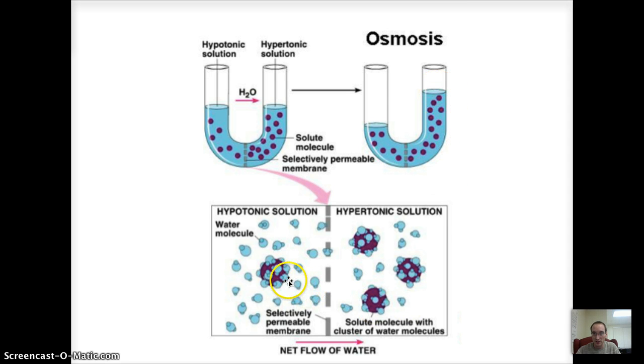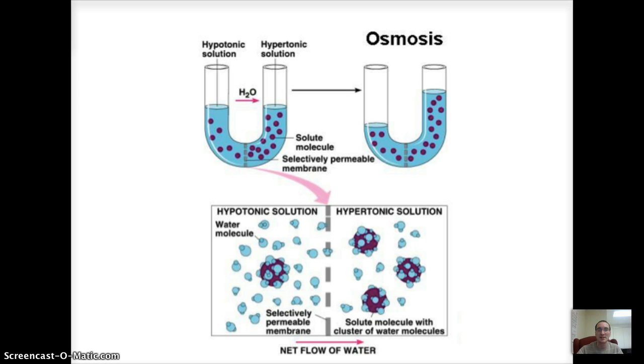And here's another picture, and you can see that in this case the net flow of water is going to be from this side to the other side, because we have a higher concentration of water on this side, and the glucose, those are too big to get through our semi-permeable membrane.